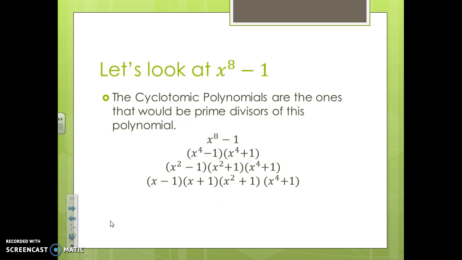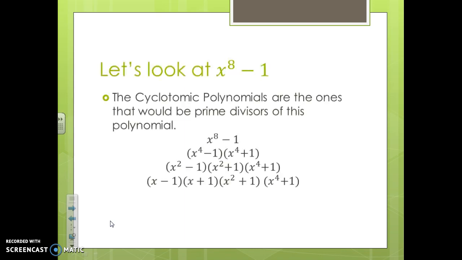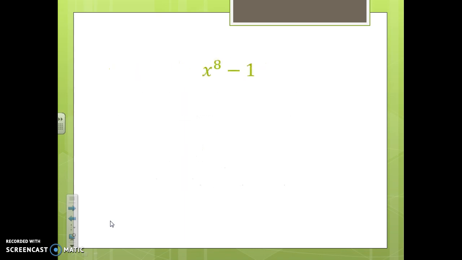And then I have to say I did go over to Mathematica just to make sure I wasn't missing anything, but this is as far reduced as it can possibly go. So we know we had all of those factors that were given there. So here's what I know. I know x to the 8th minus 1 has degree of 8.